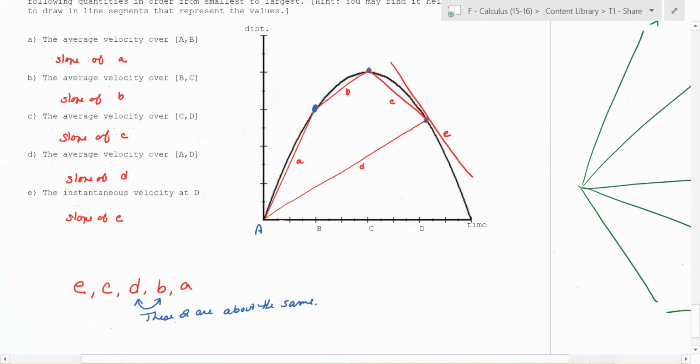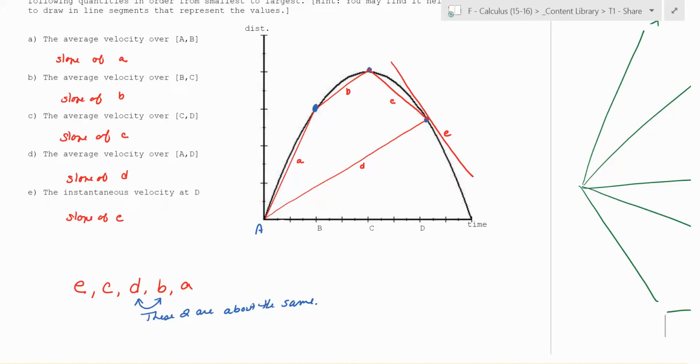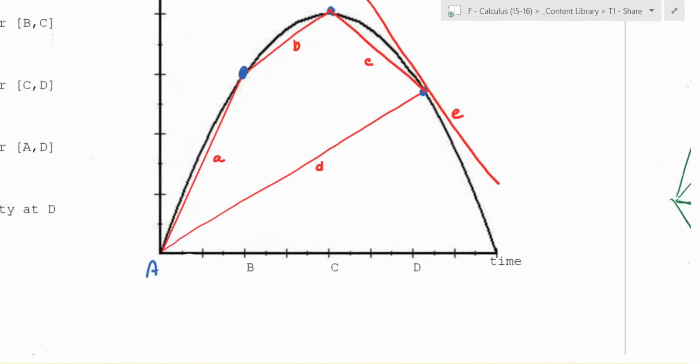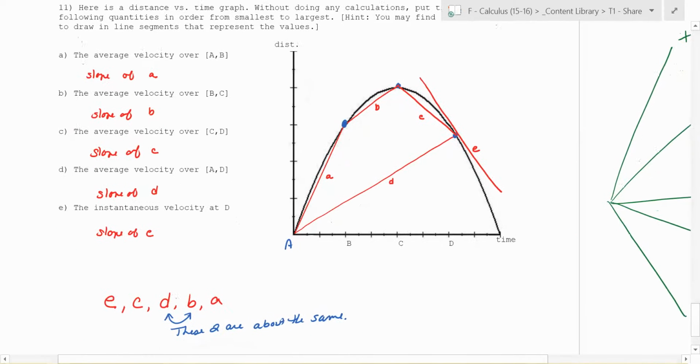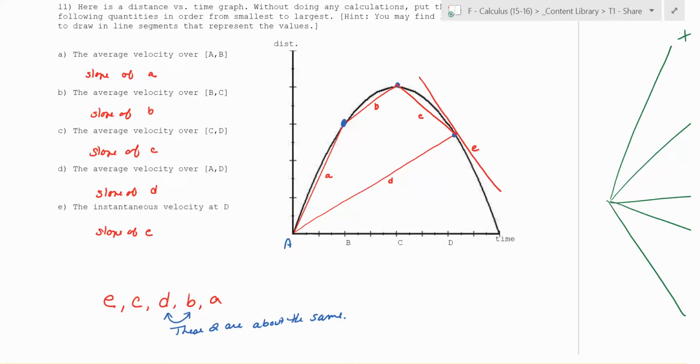This one's a little challenging because it's asking least to greatest, right? The only thing that we haven't said explicitly is the last one, the instantaneous velocity at d. The instantaneous velocity at d is equal to the slope of the tangent line. So you draw these 5 lines in, and you have A, which is decently positive, B, a little positive, D, negative, and really negative.